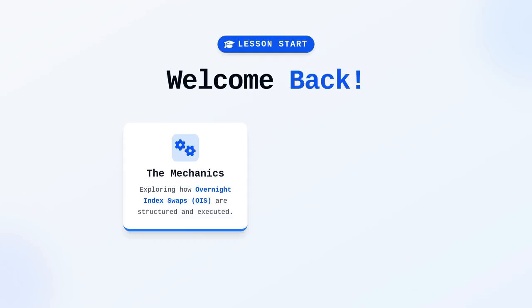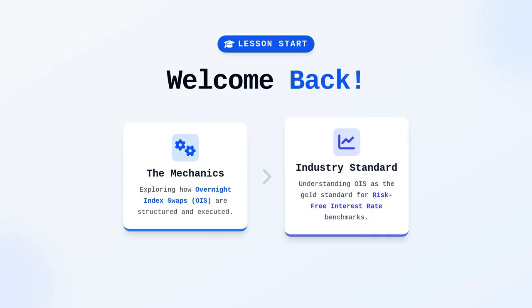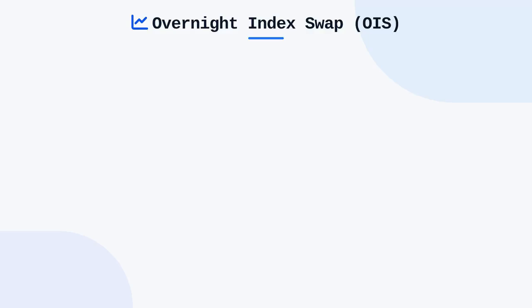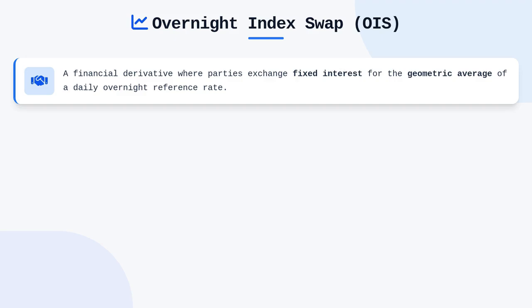Welcome back. In this lesson, we examine the mechanics of overnight index swaps and how they function as the industry standard for risk-free interest rate benchmarks. An overnight index swap, or OIS, is a financial derivative where two parties exchange interest rate cash flows based on an overnight reference rate. Unlike traditional interest rate swaps that rely on term reference rates like the London Interbank Offered Rate, the OIS is pegged to a daily benchmark such as the ESTR or the Fed funds rate.